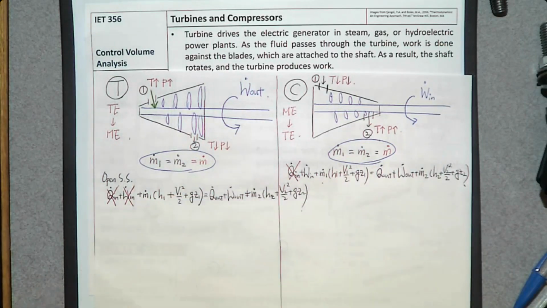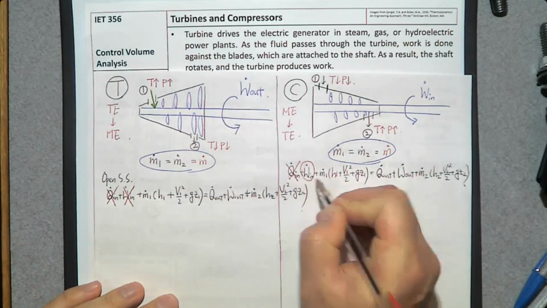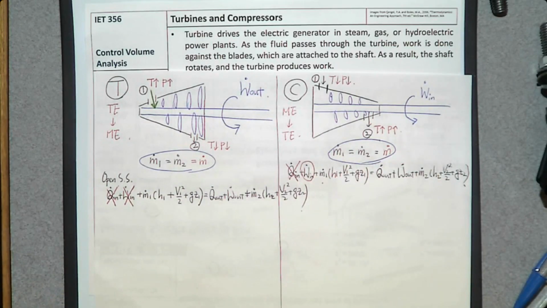What about in compressor? Is there W in? Yes, that is the mechanical energy input. So we have W dot in. What about at the inlet? Oh, this one has a temperature and pressure. It means it has thermal energy. It means it has enthalpy, right?